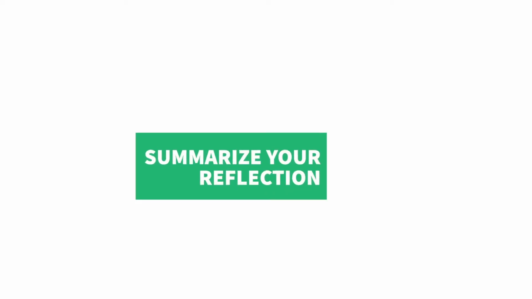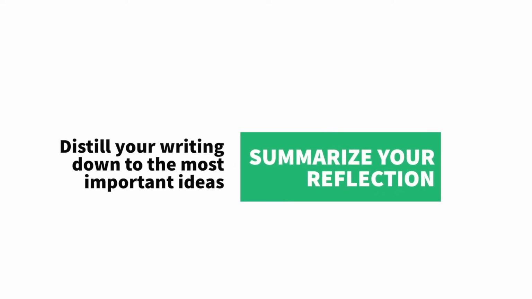Tip number 1, summarize your reflection. Before you start trying to make visual associations, it's important to distill your written reflection down to the most important ideas. If your written reflection is several paragraphs long, you won't be able to communicate all this information in one single visual piece. So, you want to pull out the most important ideas from your reflection.